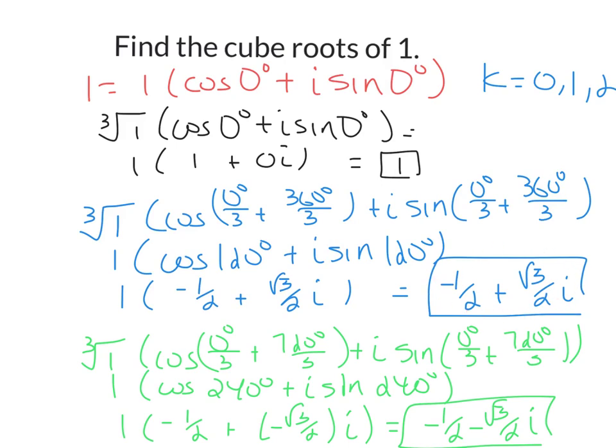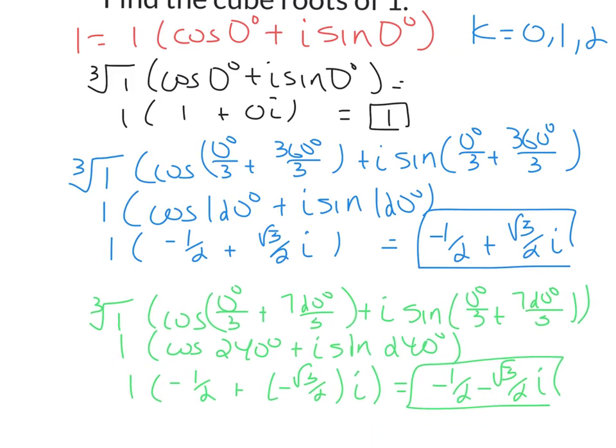The third cube root I did in green down here. Cube root of 1 again is 1. And I did 0 over 3 plus 2 times 360, which is 720 over 3. Same thing here with the sine. That's really just 0. So 720 divided by 3 is 240. So both of those are going to be the same. Both 240. 240 is 60 away from 180. We're in quadrant 3, which means cosine is negative 1/2. Sine is negative square root of 3 over 2.